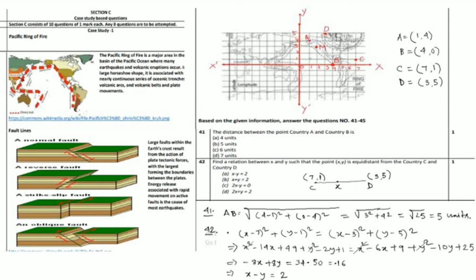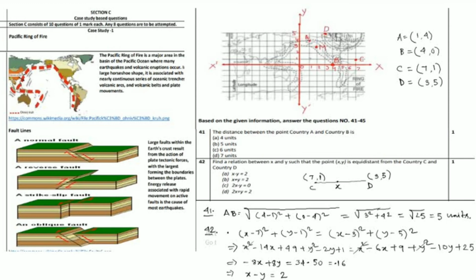The Pacific Ring of Fire is a major area in the basin of the Pacific Ocean where many earthquakes and volcanic eruptions occur. A large horseshoe shape is associated with a nearly continuous series of oceanic trenches, volcanic arcs and volcanic belts and plate movements. So here you can see some pictures, but this is the main part from where we can solve the problems.